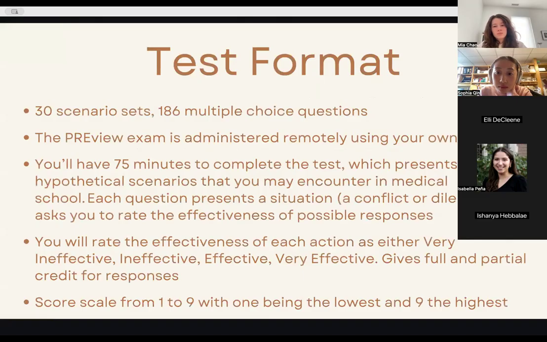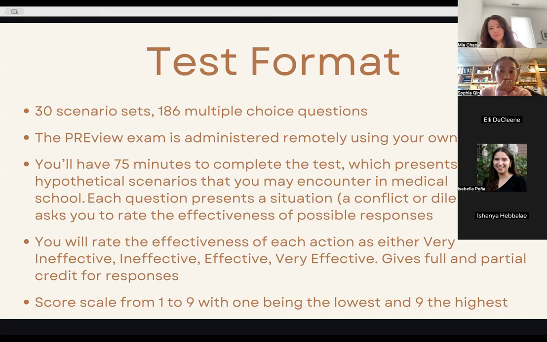Okay, and the preview is set up quite a bit differently than the Casper, actually. For the preview, there are 30 scenarios and 186 multiple choice questions. You have 75 minutes to complete this test. So it's not long in comparison to the MCAT, right? It's a short chunk of time.